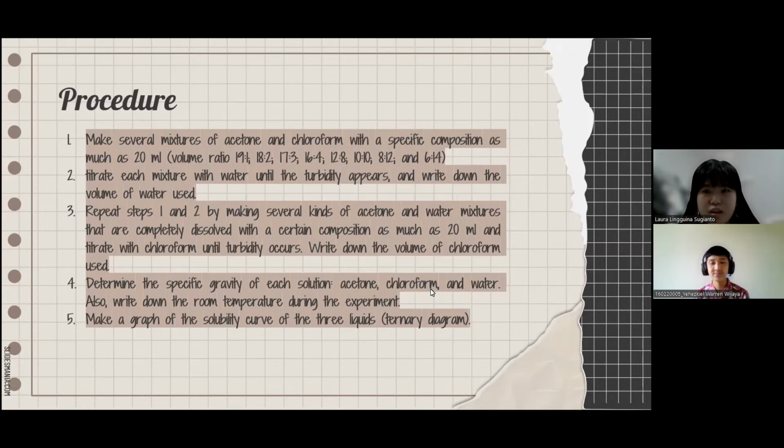And then we are going to titrate each mixture with water until the turbidity appears. Subsequently, we are going to do the same for the acetone water mixtures and titrate them with chloroform until the turbidity appears. This titration stage takes place 3 times in order to find the accurate volume that we have used of water and chloroform. The appearance of this turbidity indicates that the mixture has been saturated. The turbidity of the solution is due to the different polarity between water, acetone, and chloroform.